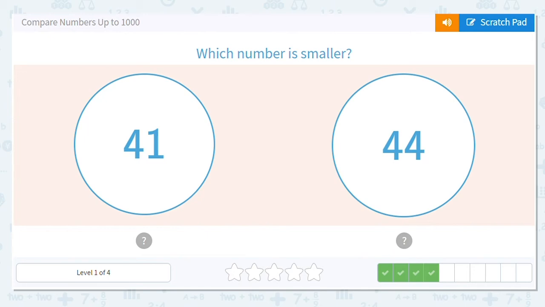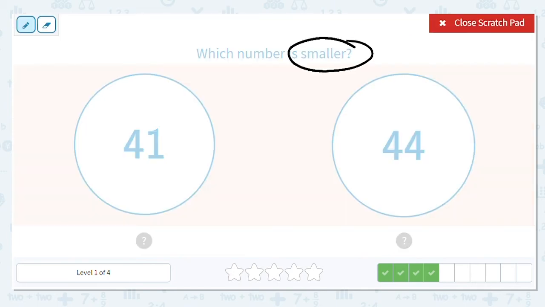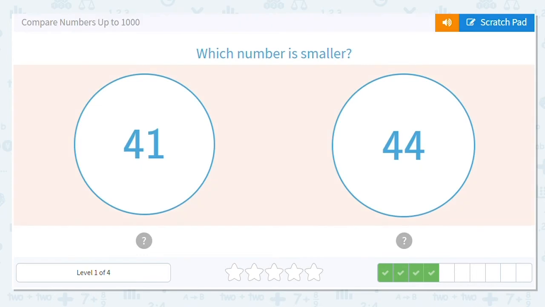Okay, this time we want to know which one is smaller, which one is less. Okay, so I have 41 and 44. I'm still going to start in my tens place. 4, 4. Just looking at the tens, I have a 4 in both spots. So I can't tell. That means I have to go to the ones place. I have a 1 in 41 and a 4 in 44. So which one of those is smaller, is less, 1 or 4? 1 is, so that means 41 is our answer.